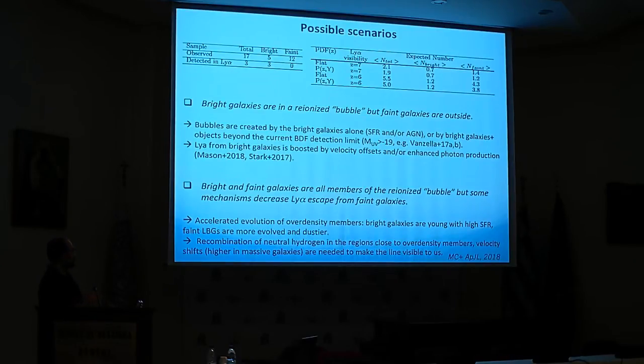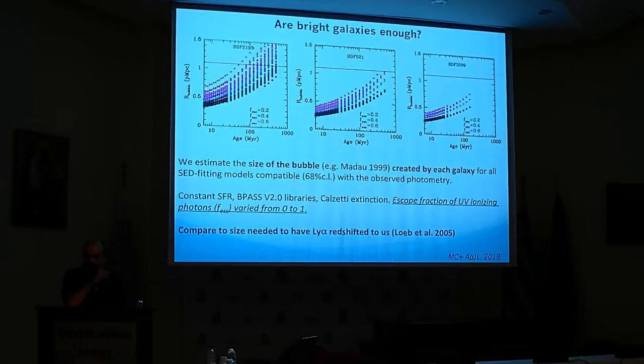the few megaparsecs that are ionized. Another possibility is that, for physical reasons internal to the galaxies, the Lyman alpha transmission, the Lyman alpha escape fraction from faint objects, is very low. Maybe the bright objects are bursty galaxies with accelerated evolution within the overdensity, while the fainter ones are more evolved and Lyman alpha escapes less from them. We can take the observed photometry and compute all the physical properties that match the observed photometry, and from the physical properties within one sigma confidence level, compute what's the ionizing capability of these galaxies.